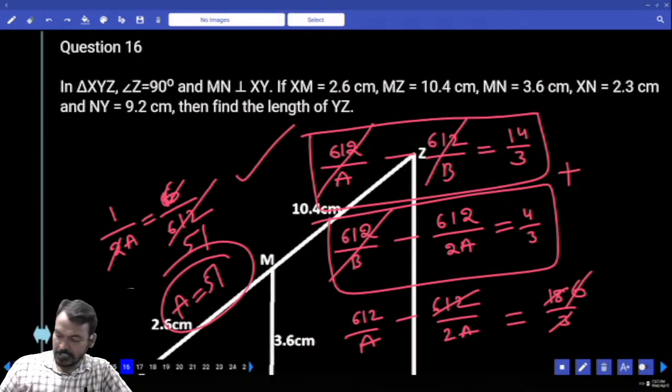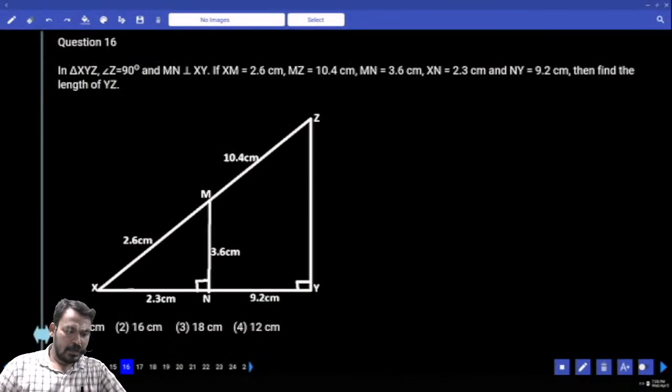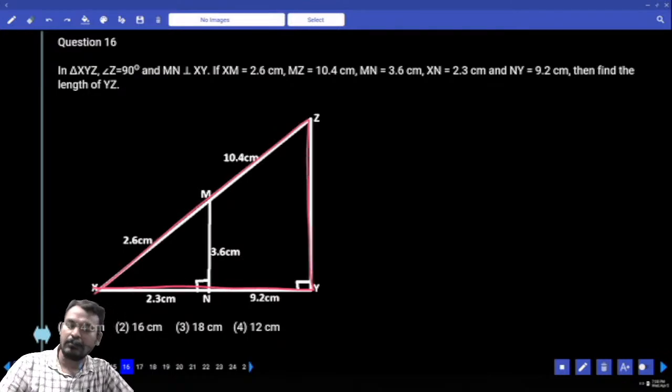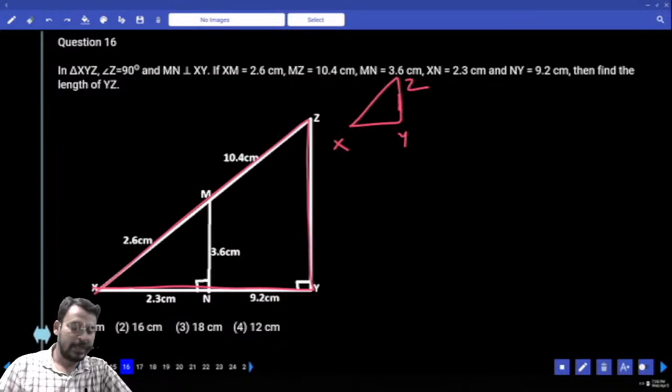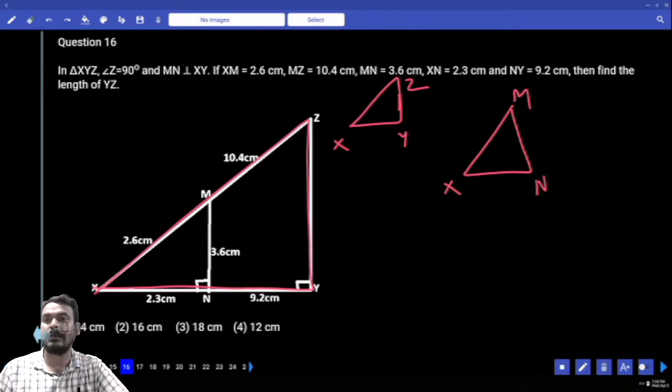Next question number 16. In triangle XYZ, angle Z equal to how much? 90 degrees. MN is perpendicular to which one? XY. All the data are given, or not? Find the length of YZ. And here XYZ, a triangle, or not? Triangle XYZ. Next, another triangle XMN. It is another triangle, or not?